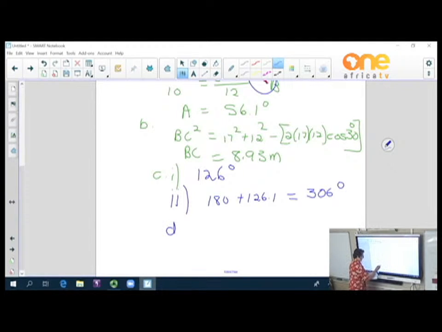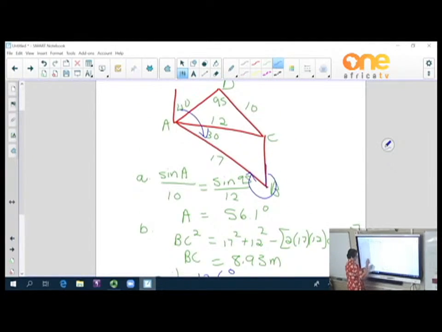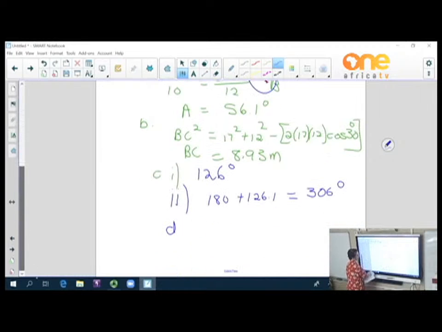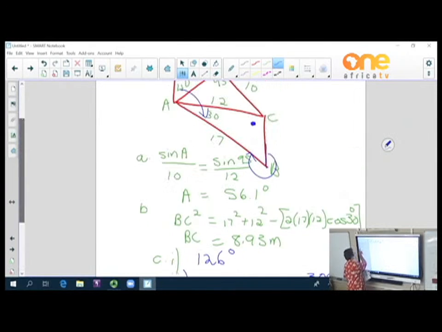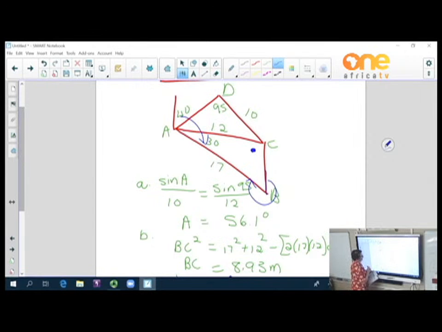And then number D, now we have to find angle ACB. ACB, this is now what we want. They say it is an obtuse angle also there. And what we actually have to calculate is BCD. BCD. So this is what we want eventually.